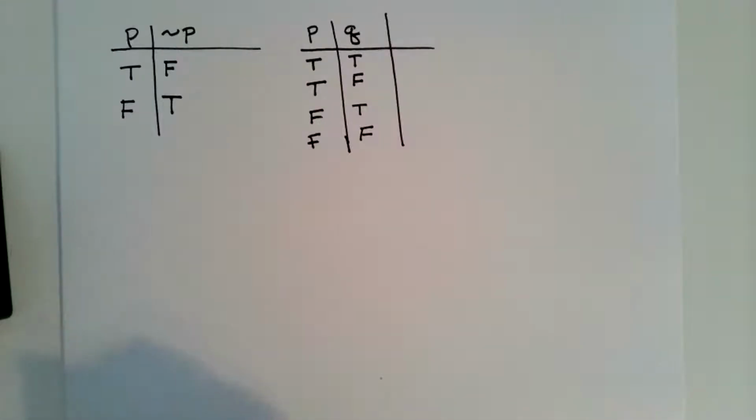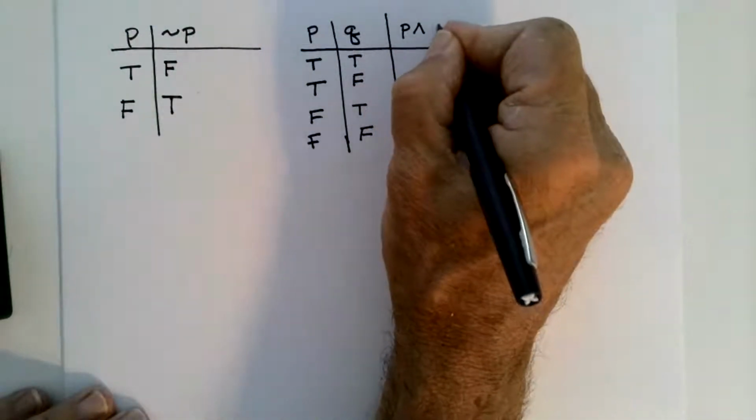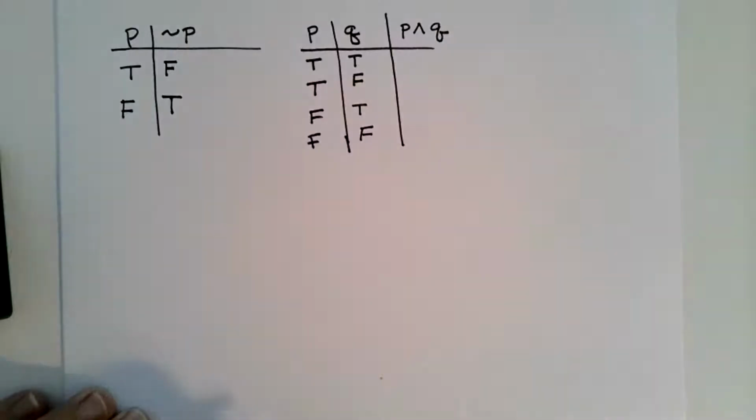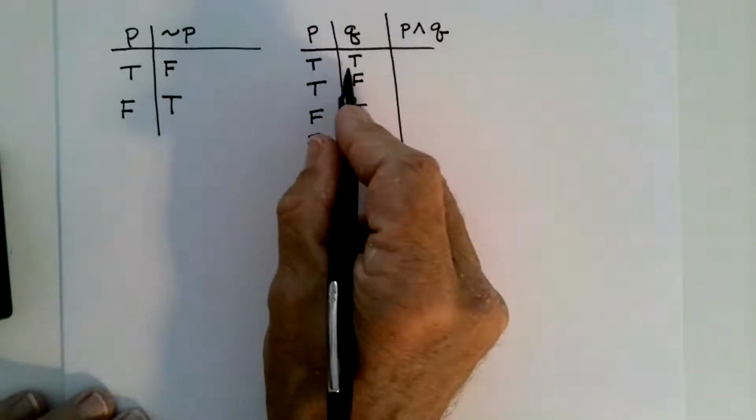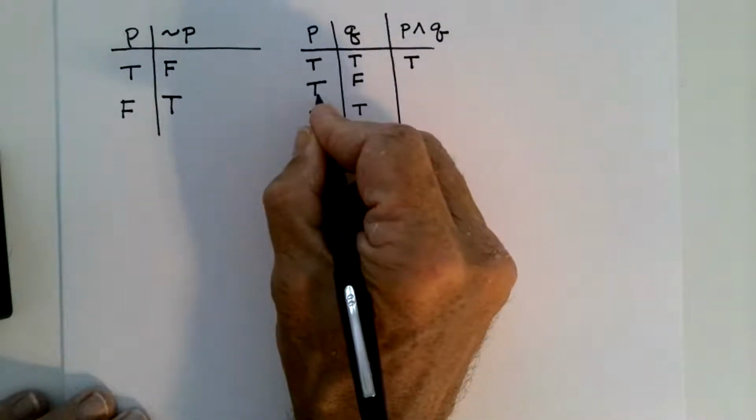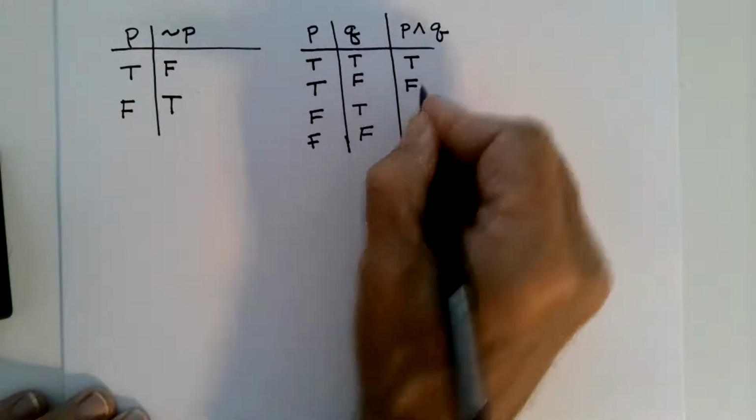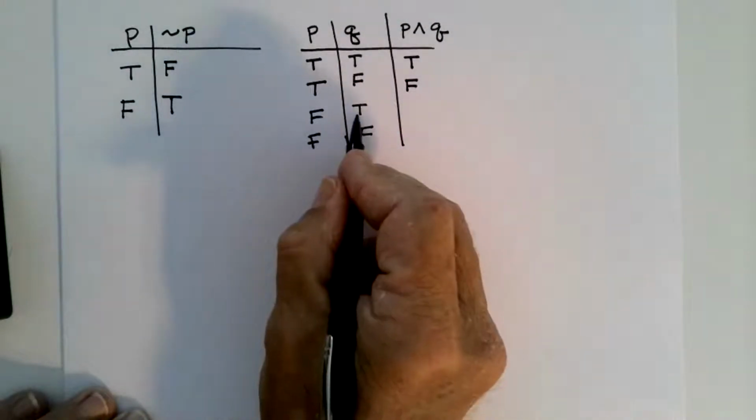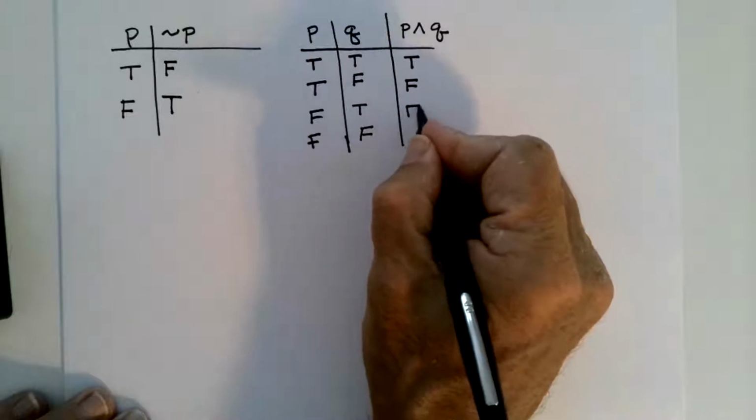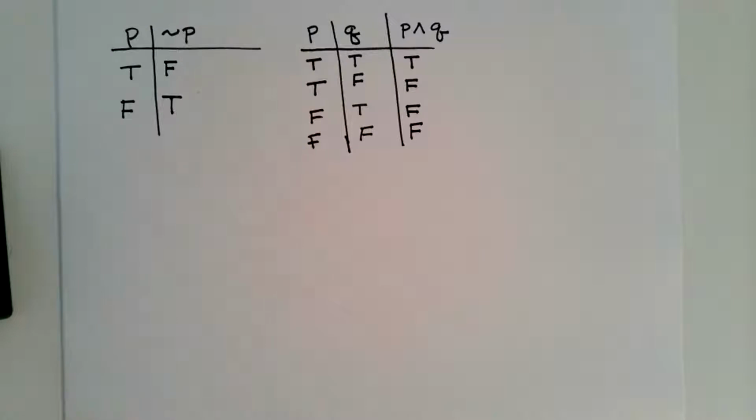So we want to construct a truth table. That's what these things are for P and Q. So P and Q is true only when both items are true. P is true, Q is true, so P and Q is true. P is true, Q is false, so P and Q is false. P is false, Q is true. Again, P and Q is false because they both have to be true. If they're both false, certainly they are both false. So that is our truth table for P and Q.